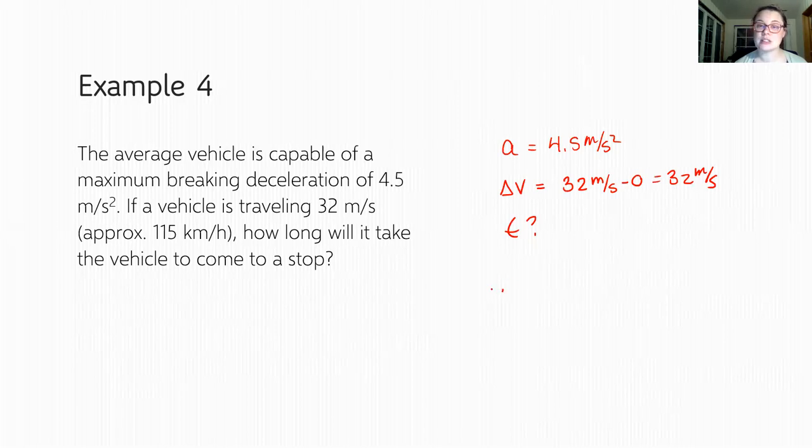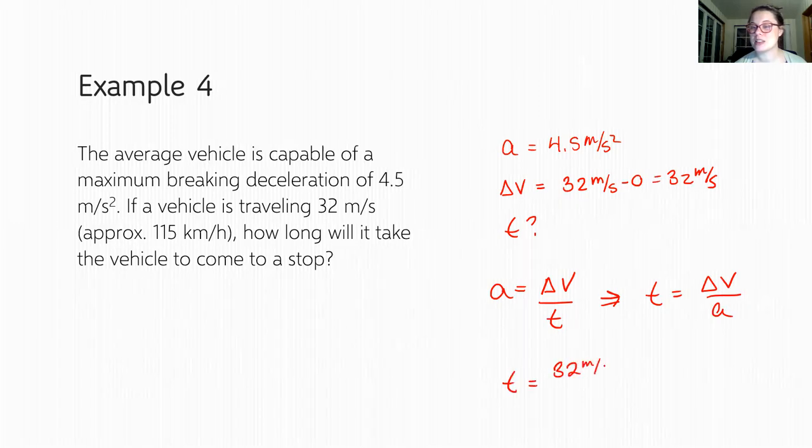Easy calculation. Acceleration is equal to the change in velocity divided by time. You can use your triangle to rearrange if you want. We're going to find time equals the change in velocity divided by the acceleration. Time is equal to the change in velocity, 32 meters per second, divided by 4.5 meters per second squared, leaves us with a time equal to 7.1 seconds.